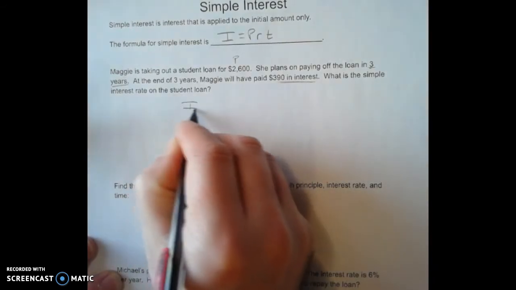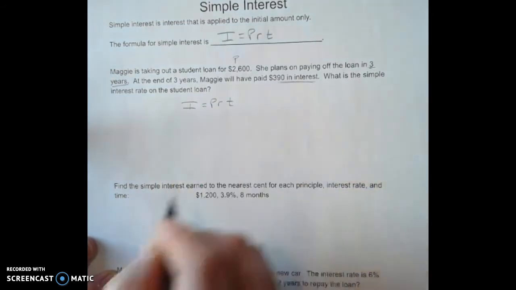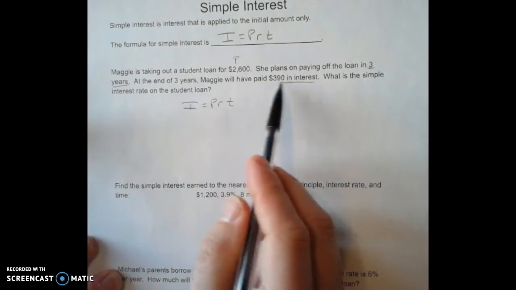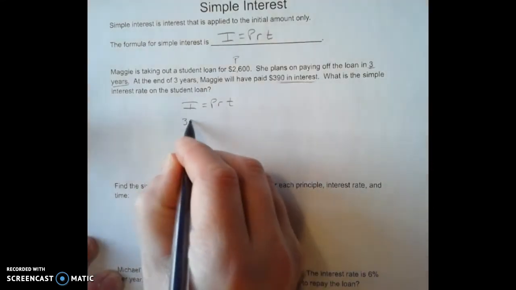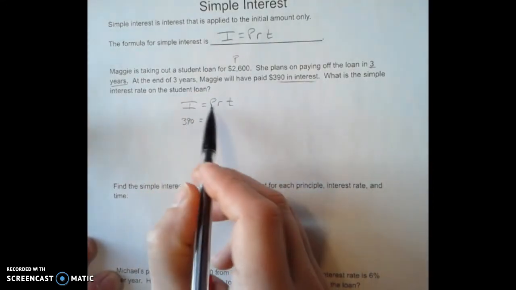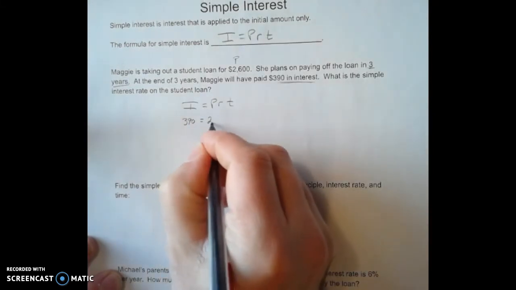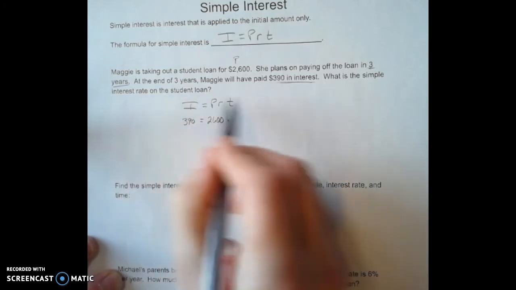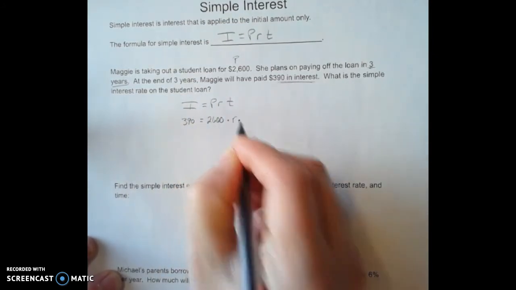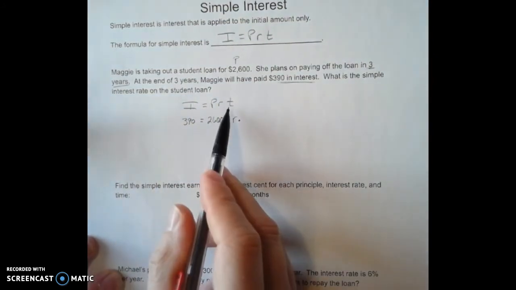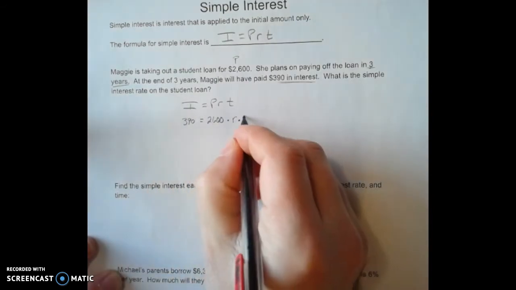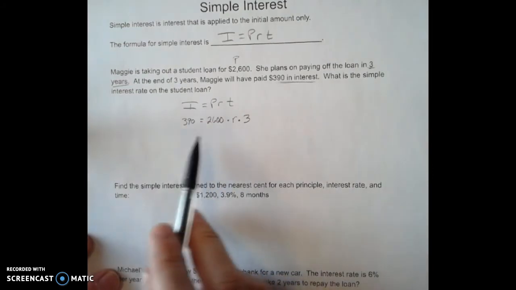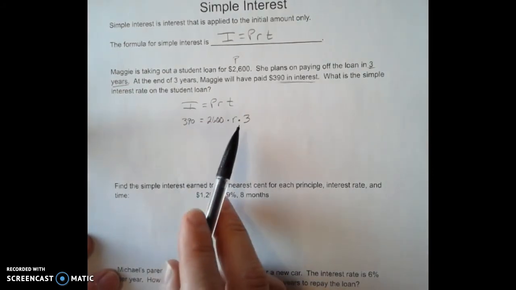And so we're going to use the formula I equals PRT, and then we're just going to substitute in the values that we know. The amount of interest, I, was $390. The principal, P, that she borrowed was $2,600. We're looking for the rate. What is the interest rate? So times R times the time in years. Well, it's going to take 3 years for her to repay that. Okay? So this is the problem that we need to solve in order to get the value of R, the interest rate.